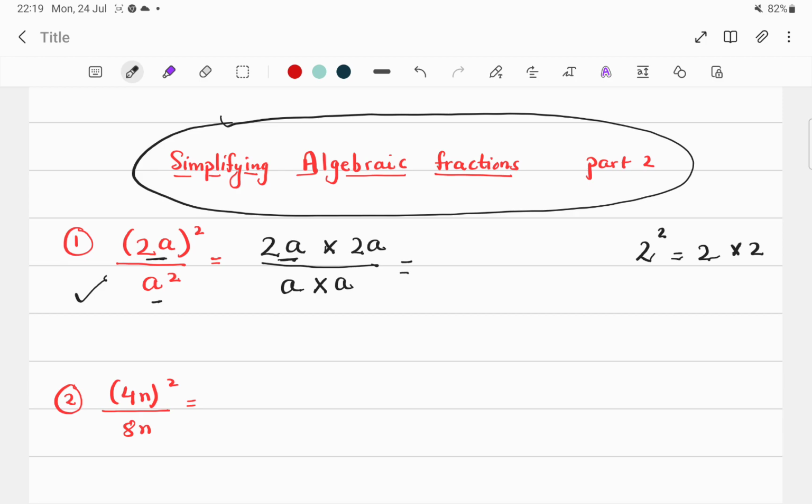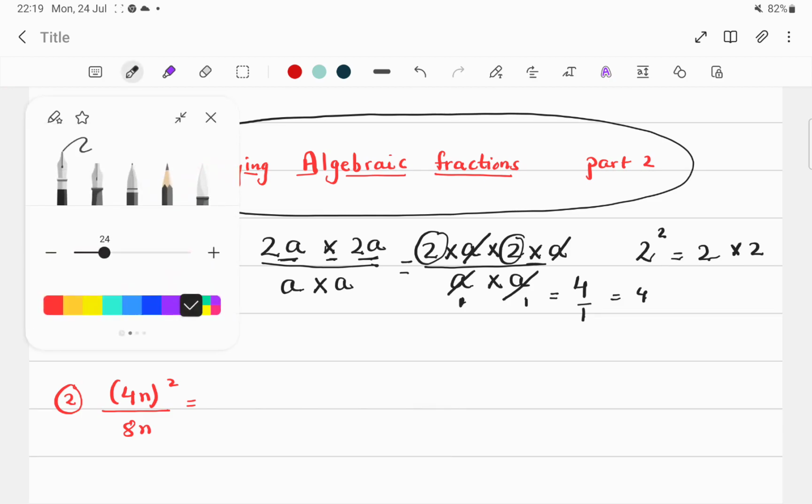Now this 2a, in algebra, means 2 times a, and then there is a multiplication sign, and then again 2a, that means 2 times a once again, and in the denominator we have a times a. One a in the numerator and one a in the denominator will be cancelled, then another a in the numerator and denominator will be cancelled. Now we are left with 2 multiplied by 2 in the numerator, which is 4, and in the denominator a and a are cancelled, so it is basically 1. So 4 divided by 1 can be written as 4. So this is my final answer.